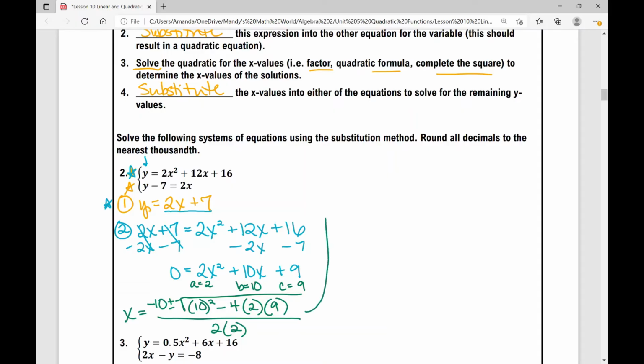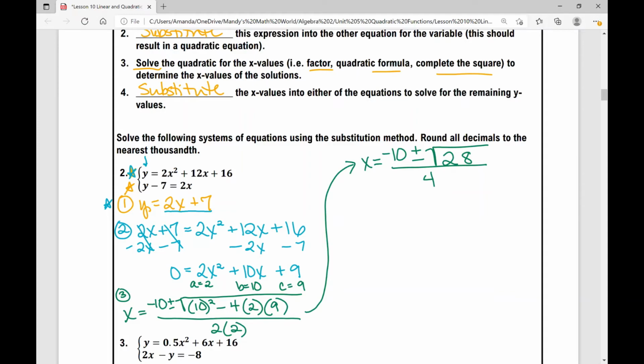And now we're going to solve this quadratic using the quadratic formula one step at a time. So what I like to do first is simplify the discriminant, right? That's that portion that's underneath the radical, my radicand. So this 10 squared, 100, minus 4 times 2, which is 8, times 9, which is 72. 100 minus 72 is 28. So I'm going to rewrite it as x equals negative 10 plus or minus the square root of 28 divided by 2 times 2, which is 4. So we're just doing one step at a time.